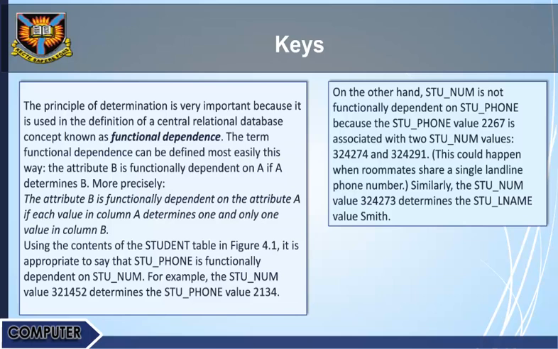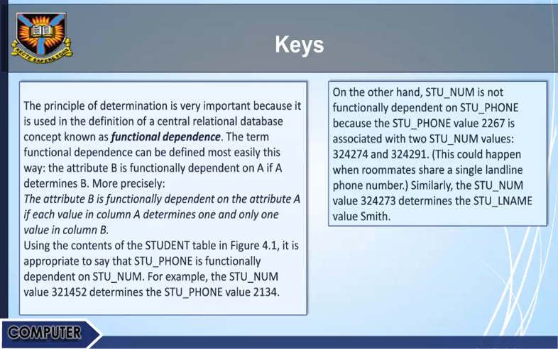The term functional dependence can be defined most easily this way. The attribute B is functionally dependent on A if A determines B. More precisely, the attribute B is functionally dependent on the attribute A if each value in column A determines one and only one value in column B.